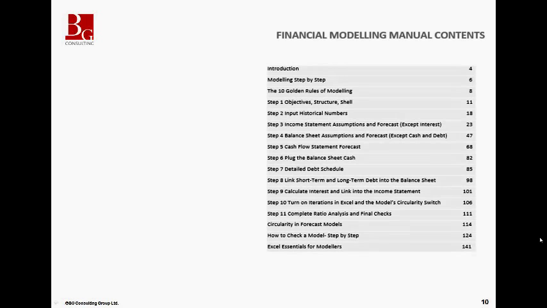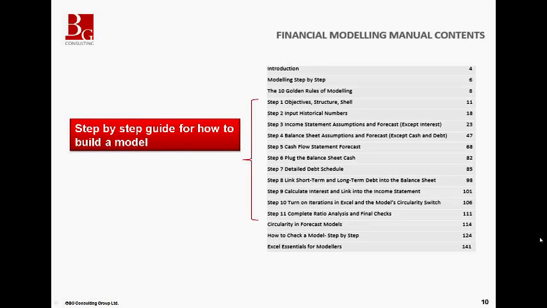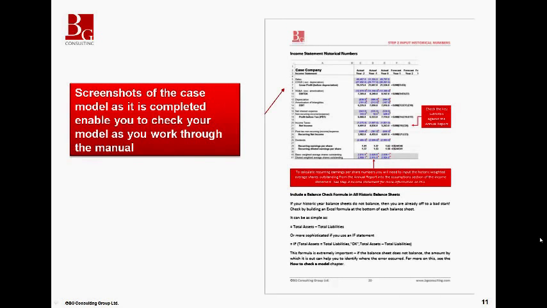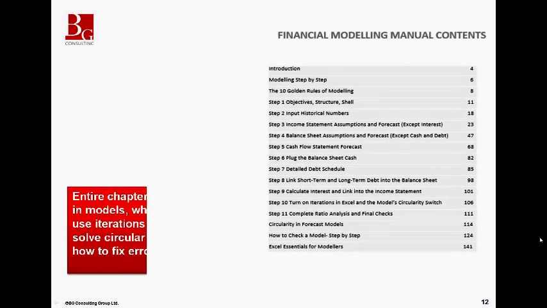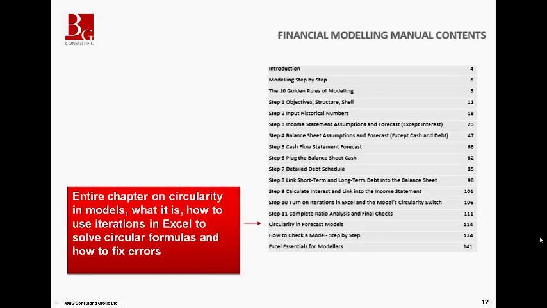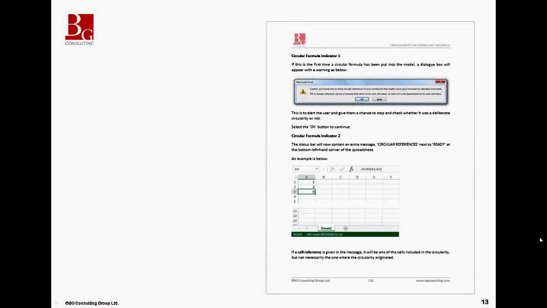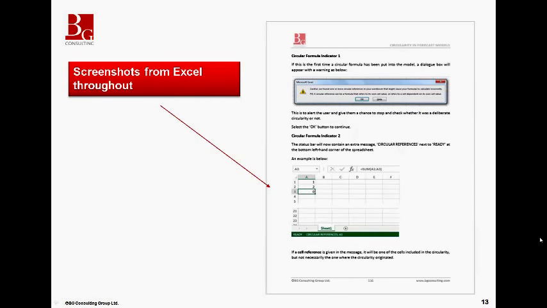So let's go back to the contents page again, and I'll give you some more information about the step-by-step guide for how to build a model section. We've made sure that throughout this section we've used plenty of screenshots of the case model, so that as you build the model in conjunction with reading the chapter, you'll be able to check your work. We've dedicated an entire chapter of the book to circularity in models, what it is, how to use iterations in Excel to solve for it, and how to fix errors. You can see that in this chapter, again, we deliberately use plenty of screenshots from Excel throughout.